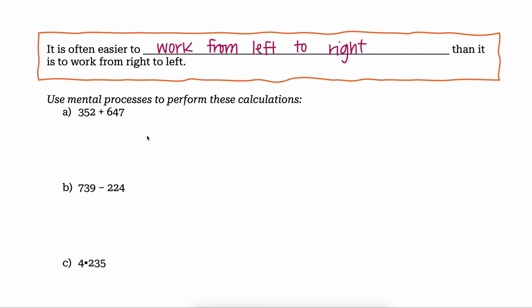So I'm going to go through 3 examples here, working from left to right, just to show you what I mean by this. So the first one, we're adding 352 plus 647. So again, you're thinking in terms of place values here. So I have 300 plus 600, that's 900. Plus 50 plus 40, that's 90. Plus 2 plus 7 is another 9. So my answer is 999.